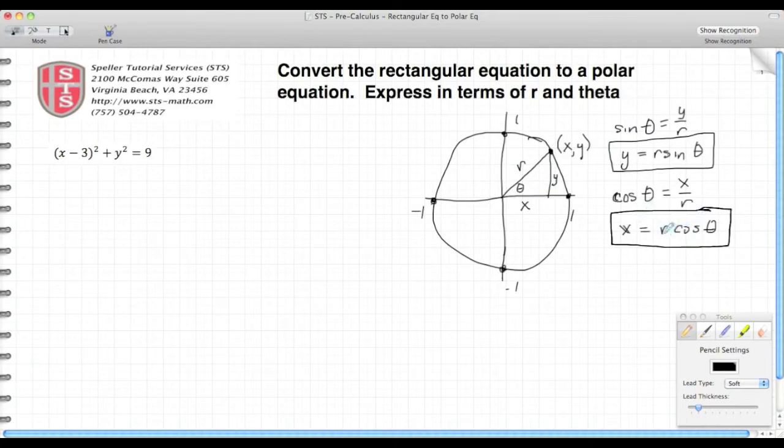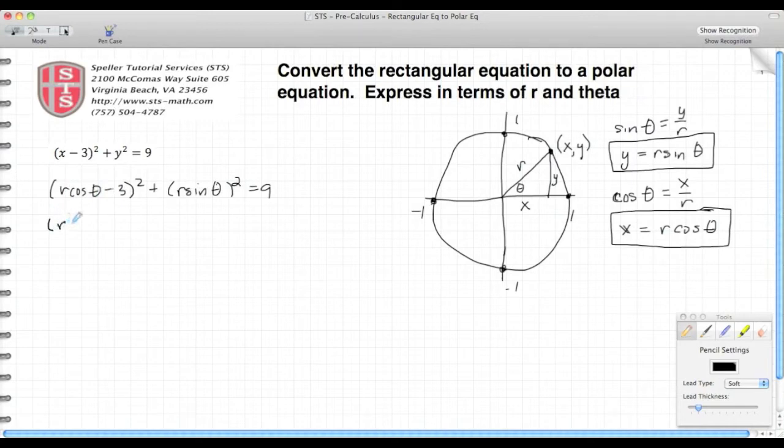So using this information, we're going to substitute the values of x for r cosine theta and the values of y for r sine theta, and we're going to do that in this equation here. So instead of writing x, it's going to be (r cosine theta minus 3) squared plus (r sine theta) squared equals 9. And again, that was just a simple substitution. What I'm going to do now is expand this out because we're going to have to use the FOIL method to get all the terms out of this quantity here.